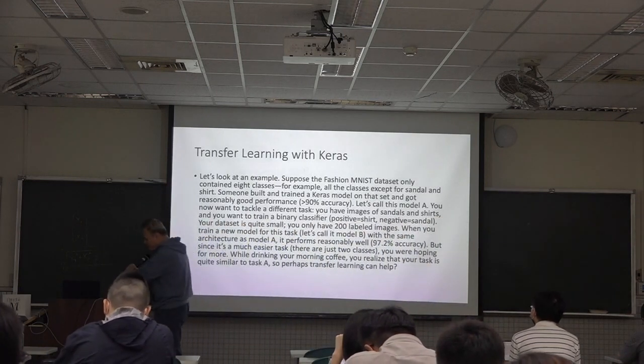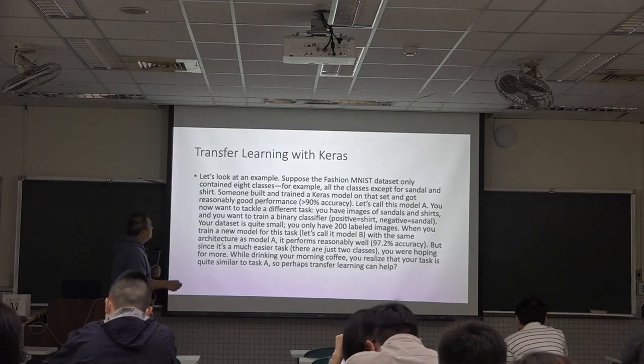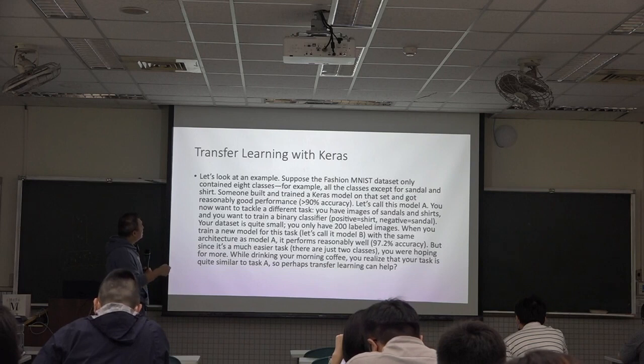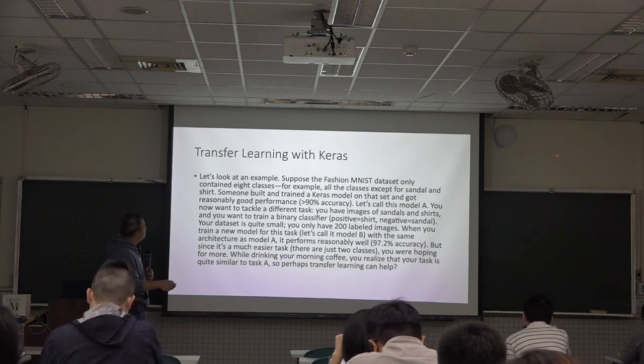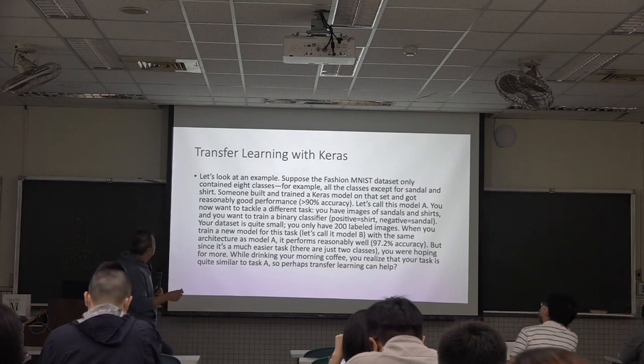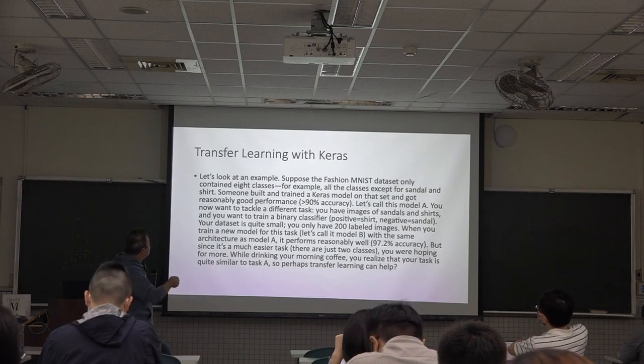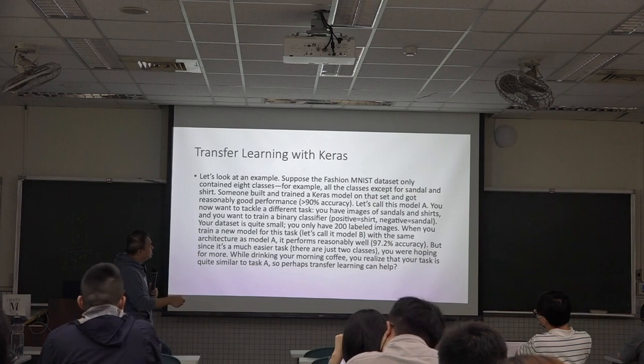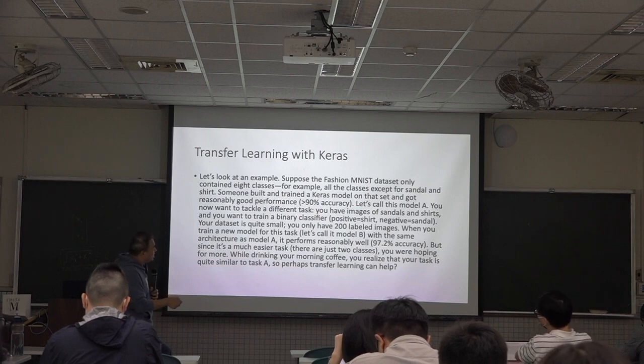Here we have an example, but we only have 10 minutes. Suppose the Fashion MNIST data set only contains 8 classes, for example, all the classes except for sandal and shirt. One is shoes, one is clothes, right? Someone trained a Keras model on that set and got reasonably good performance, greater than 90% accuracy. We call this model A.